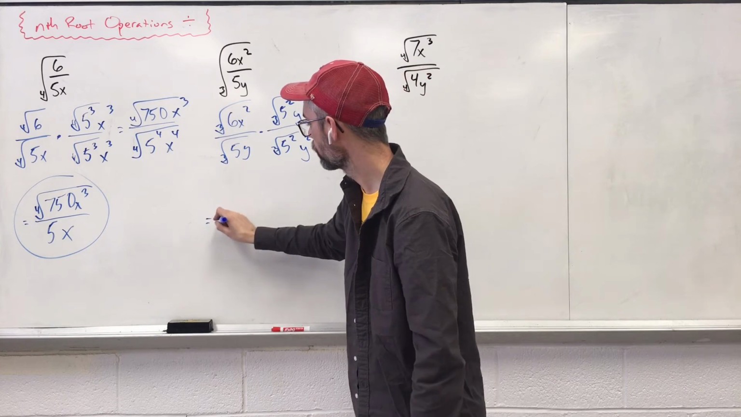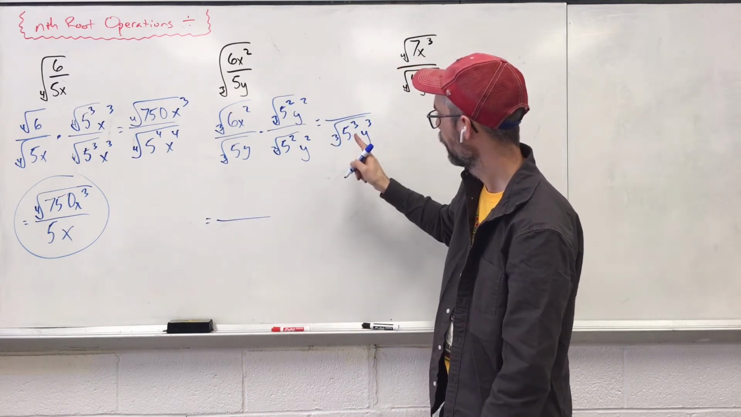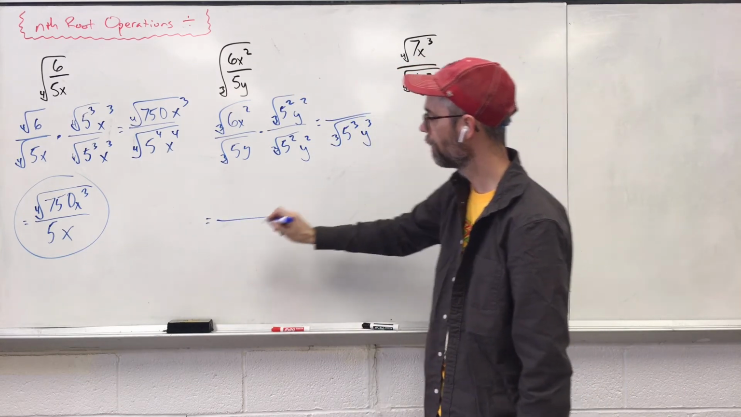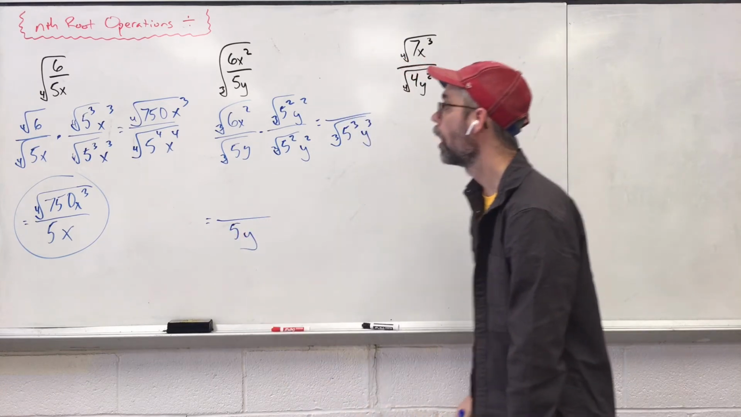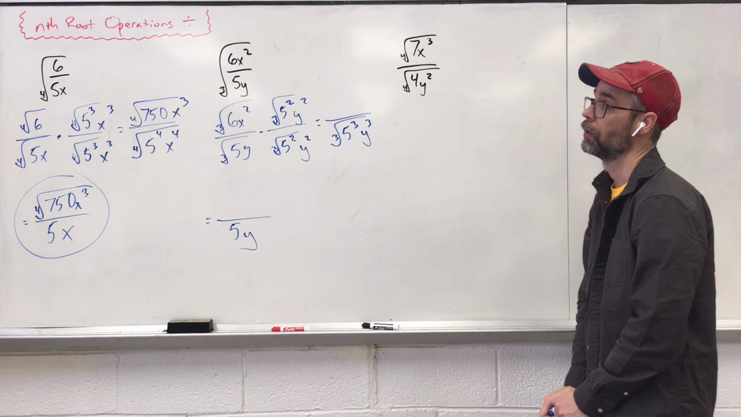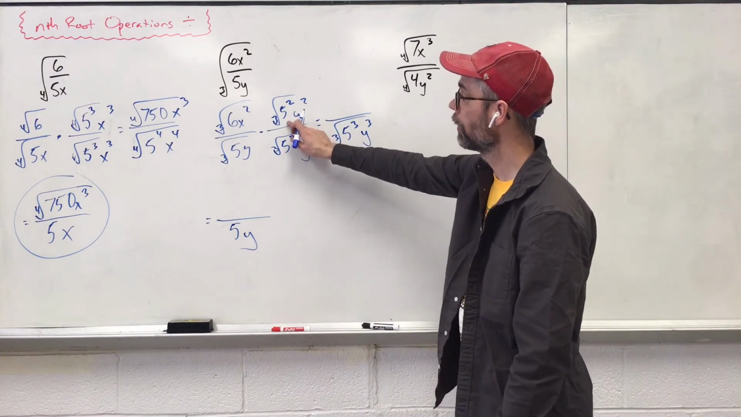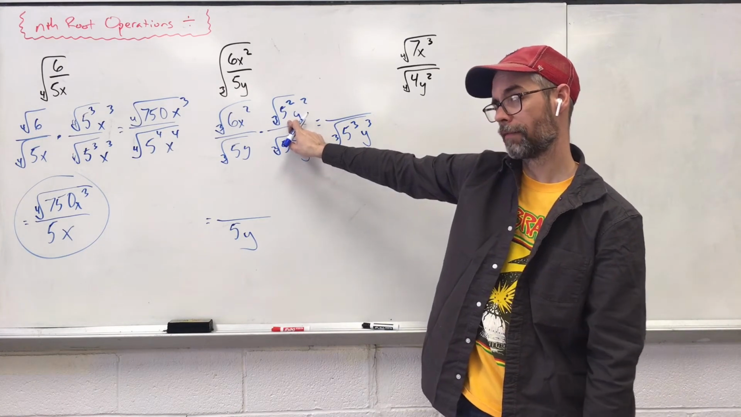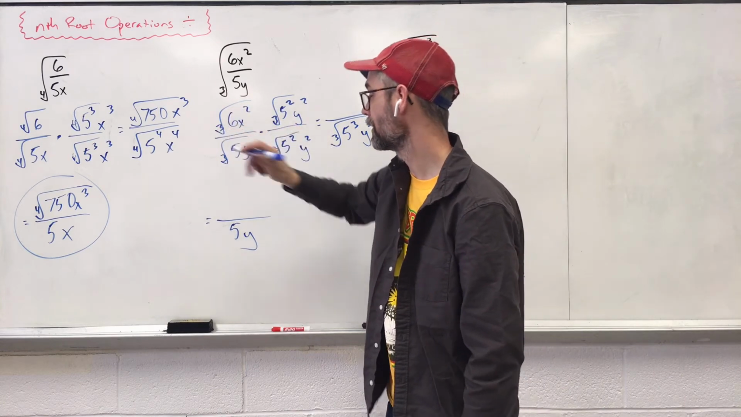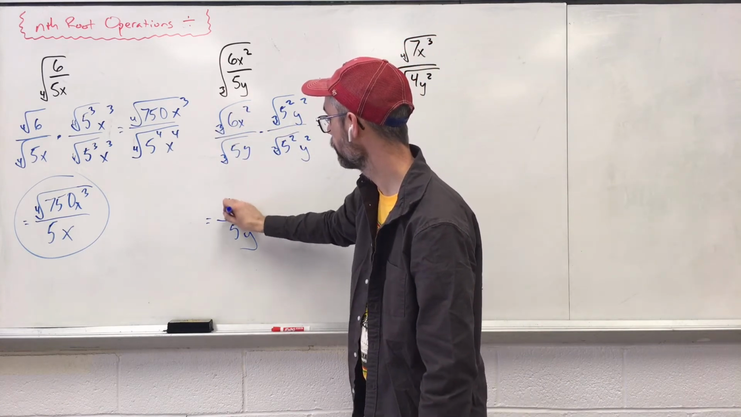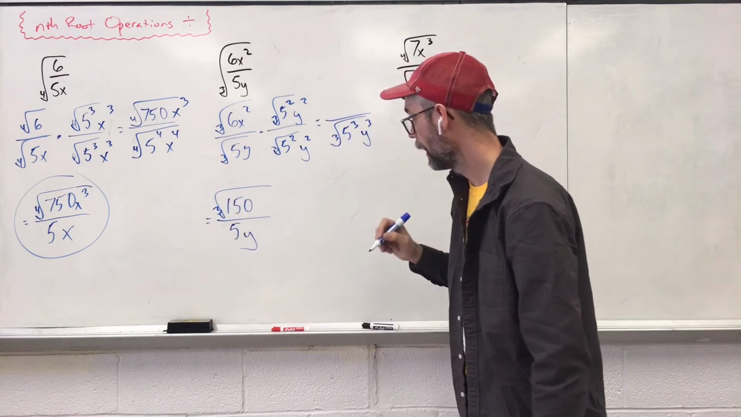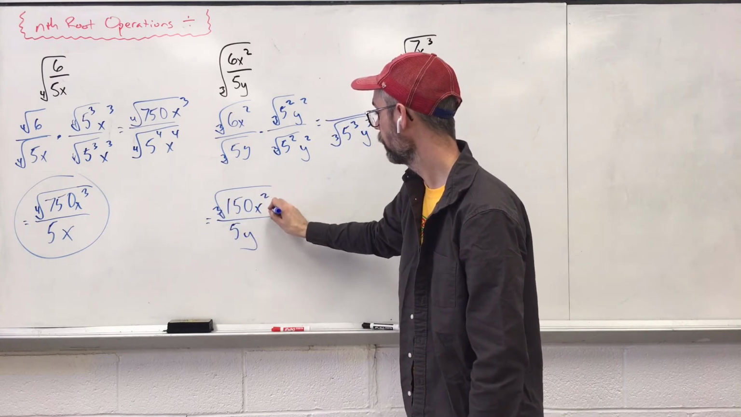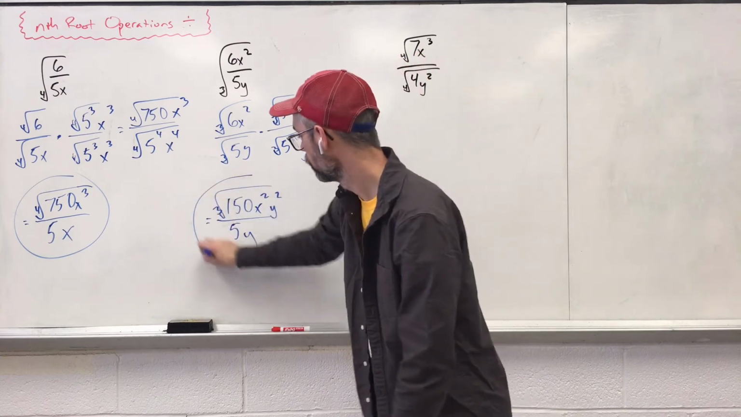And if we simplify, what got repeated 3 times here? 5 gets repeated. What gets repeated 3 times here? Y gets repeated. Up top, you're going to have 5 times 5, which is 25. 25 times 6 is going to be 150. And we're left with x squared, y squared.